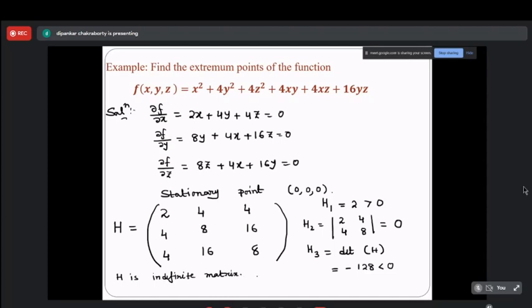So what is the nature of the point? So 0, 0, 0 is a saddle point. Okay. Is it okay? Yes, sir.